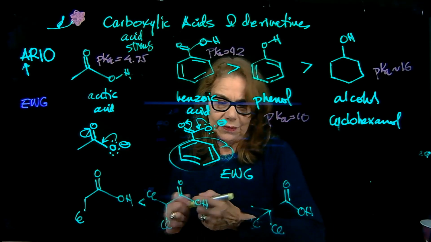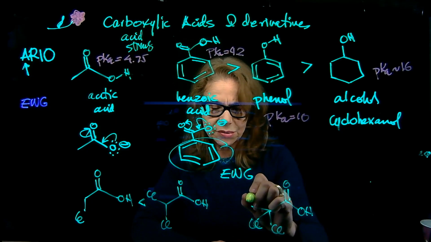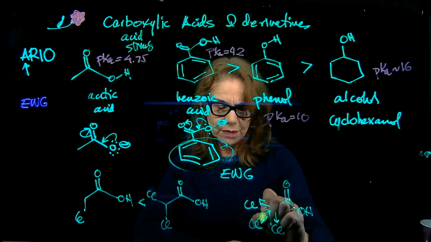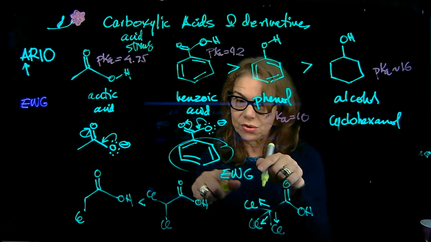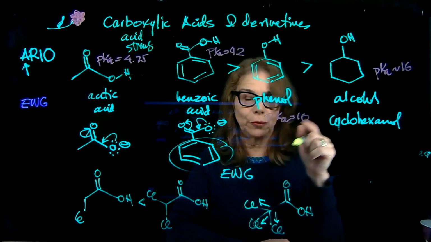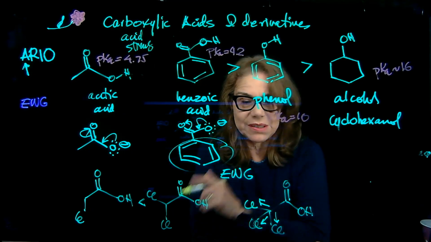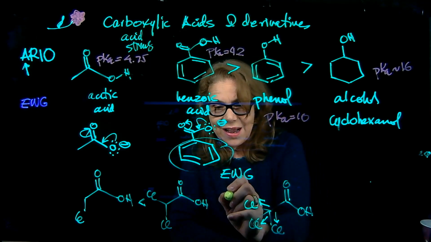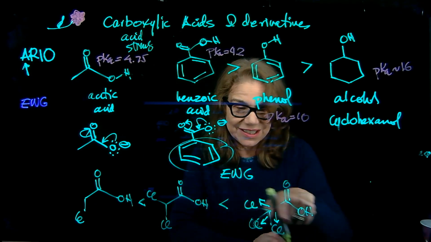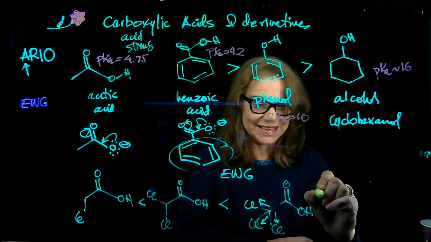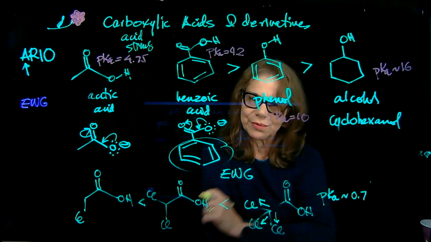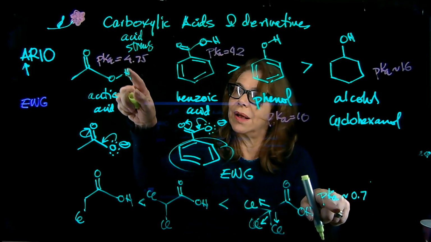And here, the three chlorine atoms are more electronegative than carbon. So I'm going to draw these vectors. These three electron withdrawing atoms in this case are going to contribute to disperse the negative charge in the conjugate base. So this is the strongest acid of this series: acetic, chloroacetic, dichloroacetic, trichloroacetic acid. The pKa here, I think, is around 0.7 or something like that. So way more acidic than that.